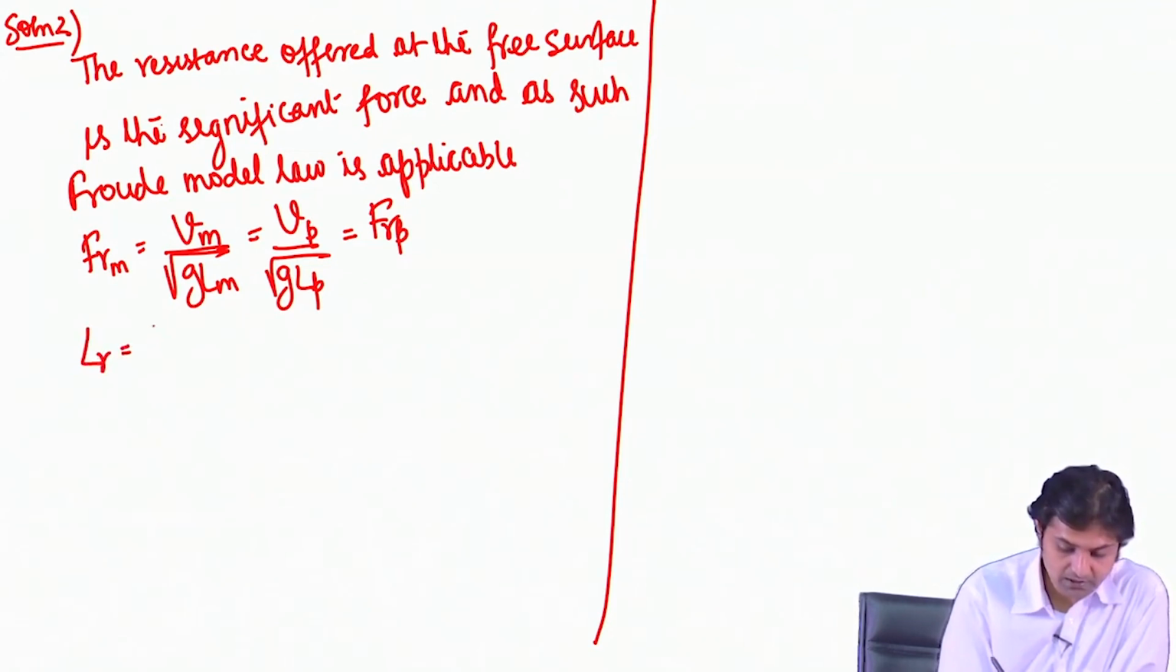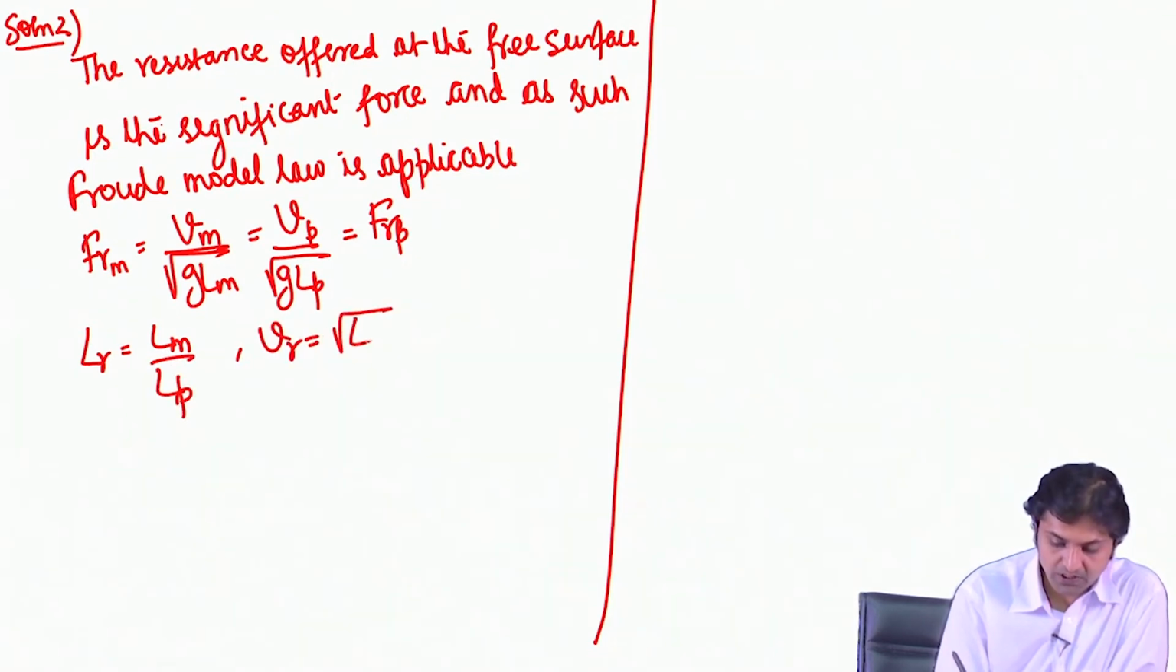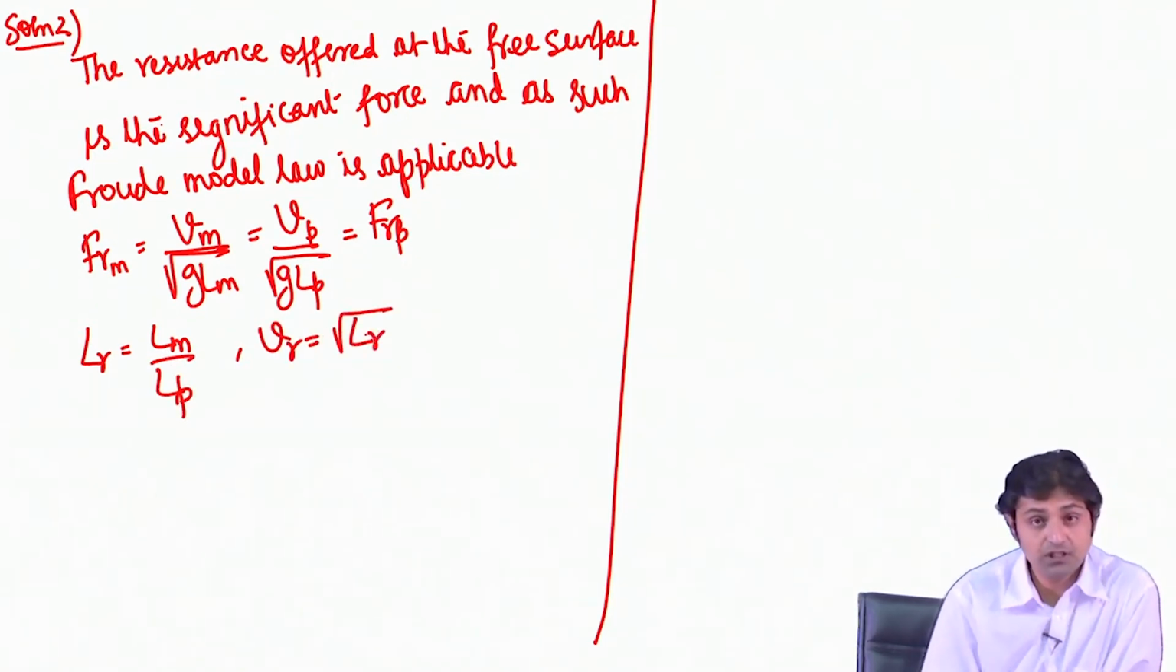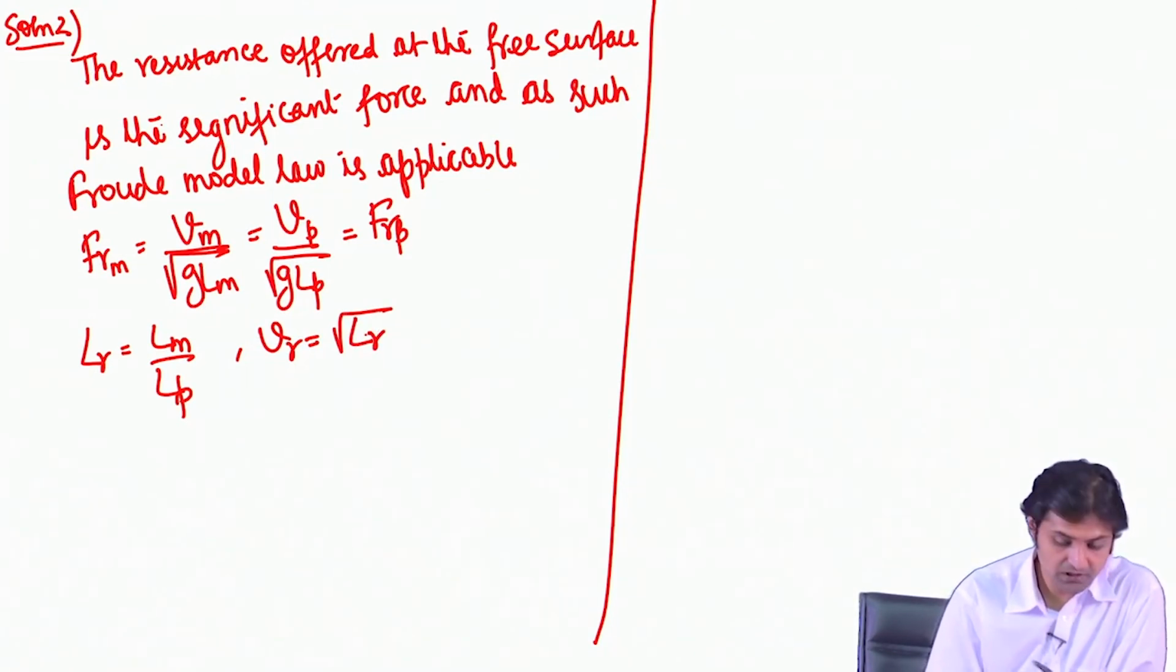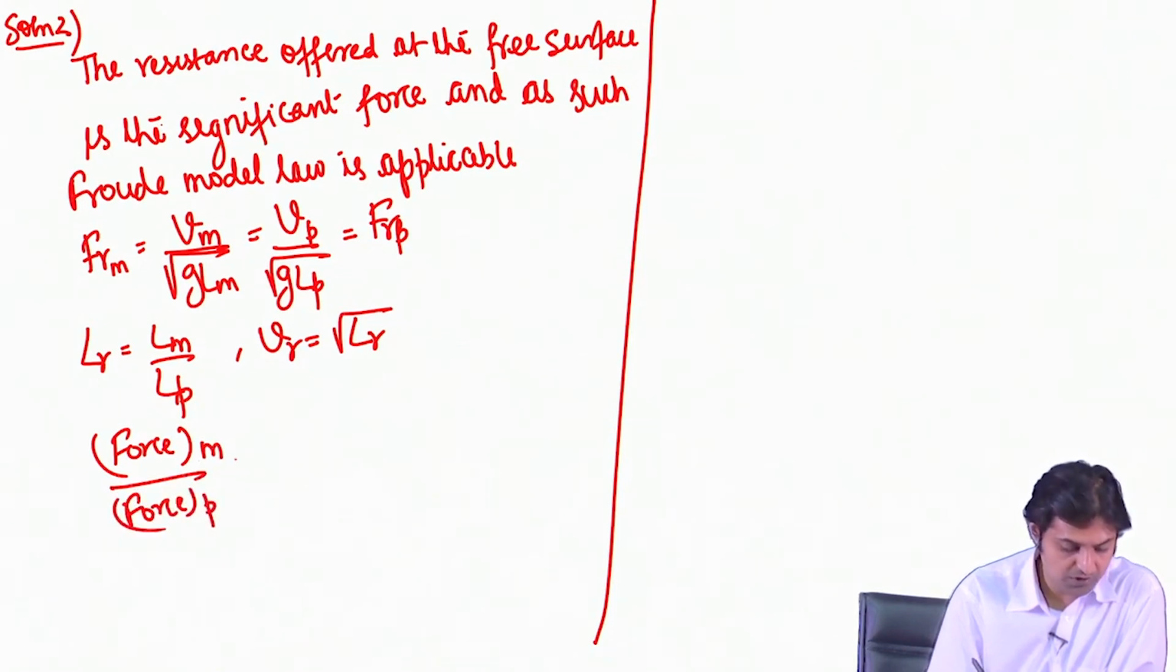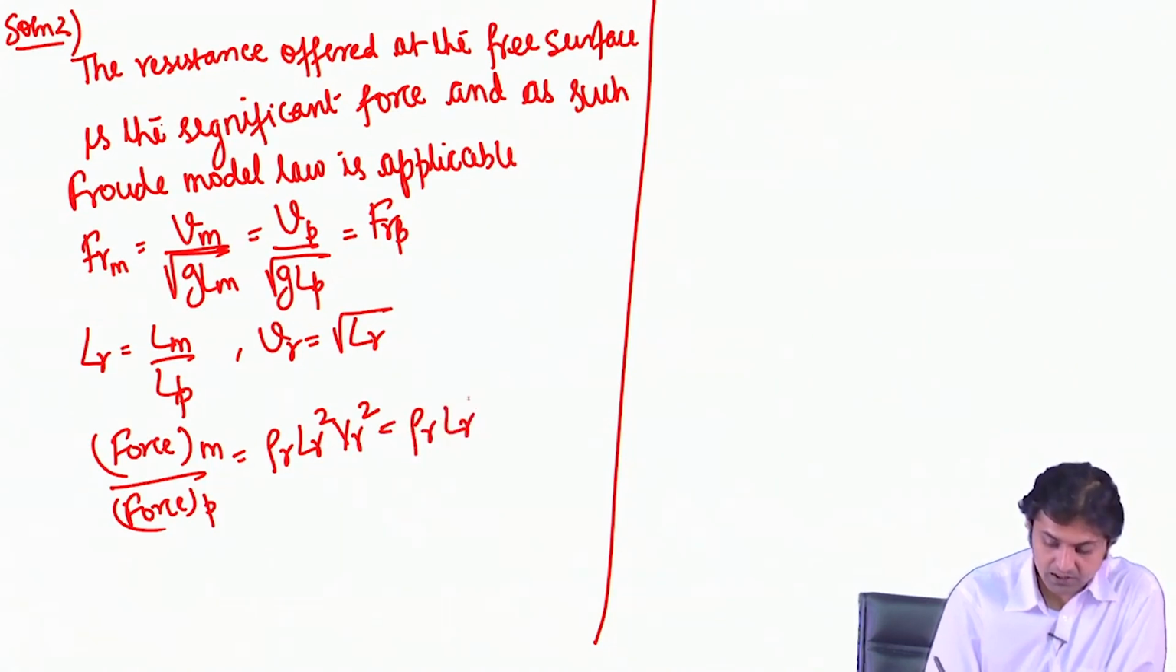Lr is Lm by Lp, and Vr is going to be under root Lr, which we have already seen using the Froude model law. And force in model by force in prototype came out to be rho r Lr square. If you remember the formula, it will be rho r Lr cube.